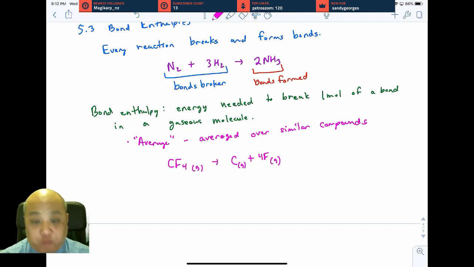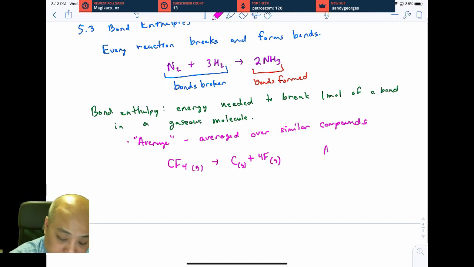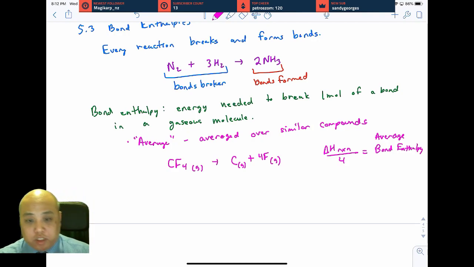And so you break up all 4 bonds. Then you take that delta H of that reaction and then divide it by 4 to find the average bond enthalpy. Okay, so you break up all 4 C to F bonds and you divide it by 4 to figure out the average bond enthalpy of one bond that you're breaking.